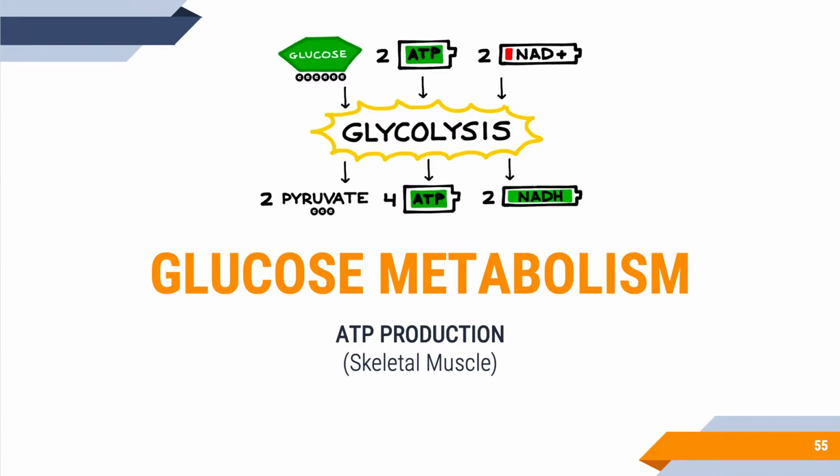So now that we've talked about the ways that we can regulate glycogen synthesis as well as glycogen breakdown, it's important to think about, once we've broken down that glycogen to liberate glucose, how does glycolysis fit into this picture, and how do we use that to then generate ATP to fuel our muscles' work?